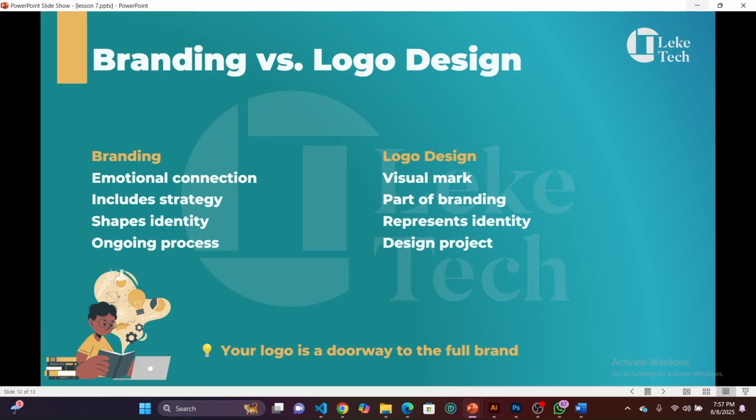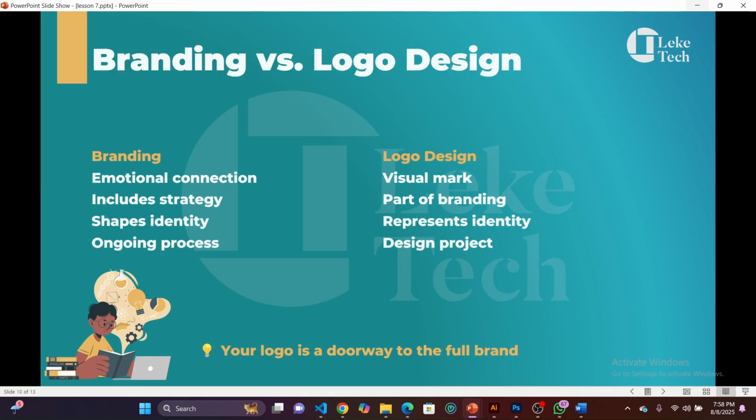And logo is just simply a subsection of that, right? The logo is the visual mark or the visual representation of the company. For example, you have Facebook with the F, you have Google with the word written down in different colors. It is part of the branding, like a subsection of the branding, the logo. It represents identity and it is used in design projects. So do not confuse branding for logo design. Branding is an entire package and logo design is simply a subsection in that package.